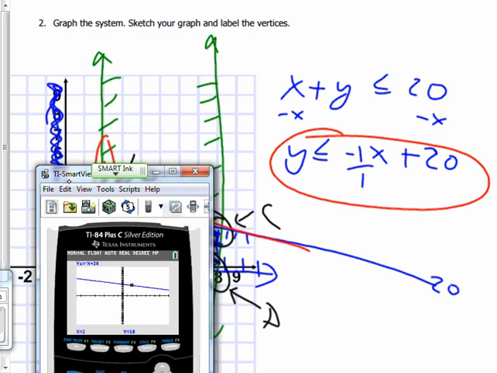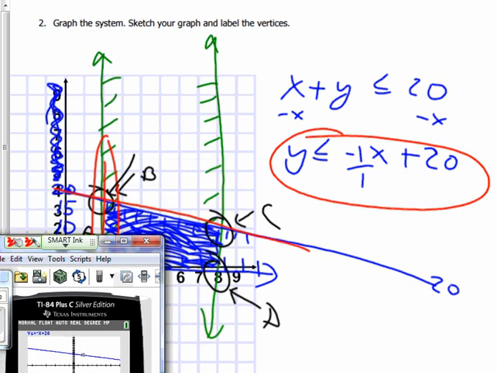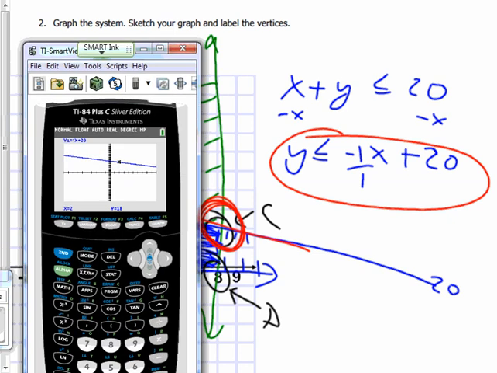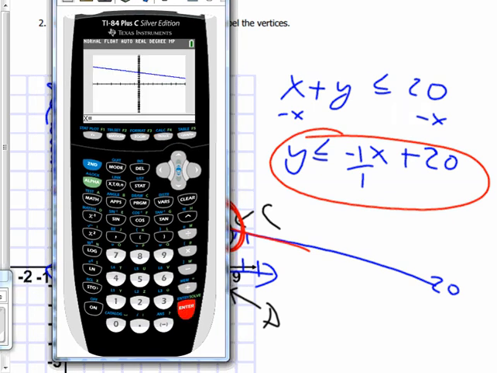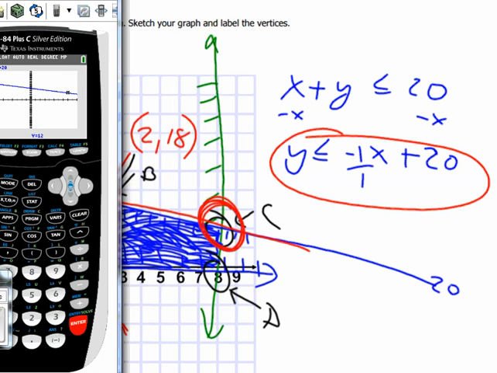So now I can go down here and say, okay, the 4 vertices that you have to write down, the 4 places it could be, 2 comma 18 is one of them. How about this spot? Well, that's where the line hits x equals 8. So I'm going to go second calculate a value of x equals 8. And it's further over, and it's 8 comma 12. Now I know this spot is 8 comma 12. So I got 2 comma 18 and 8 comma 12.